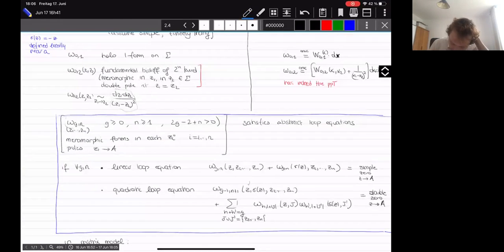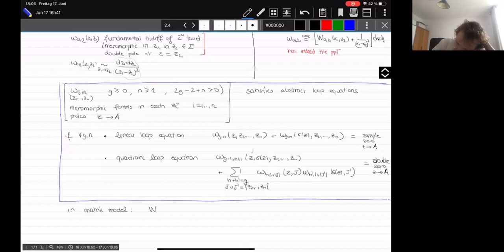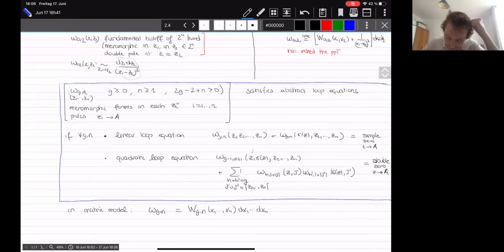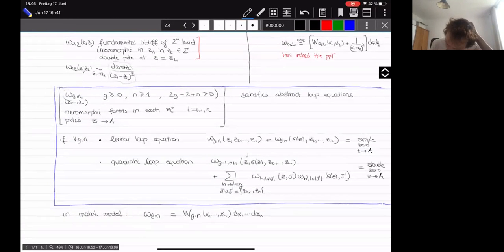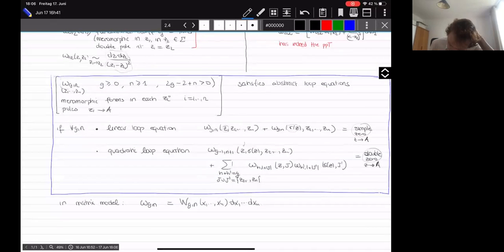But then when you did that, you in fact make these W_{g,n} differential forms. So you multiply by dx_1, ..., dx_n. And dx has a zero at these points in big A. And since that's a quadratic differential, you get dx squared. Therefore, you get a double zero here and a simple zero here. Here's only one z, so it's only dx of z. So in the matrix model, this plus this shift for (0,2) satisfies the abstract loop equations.